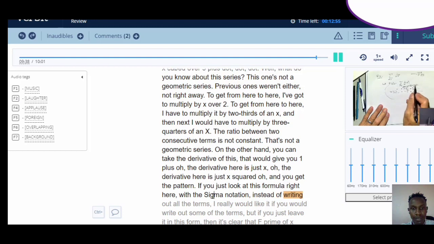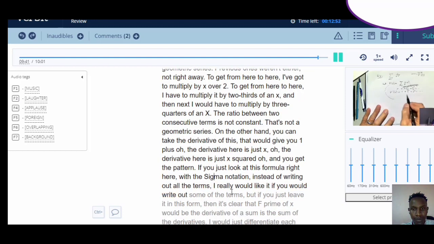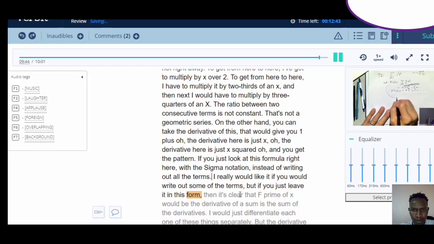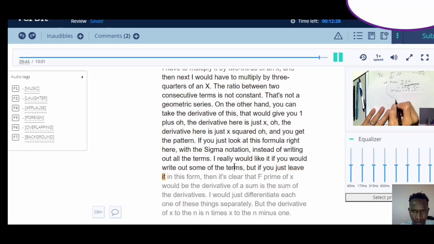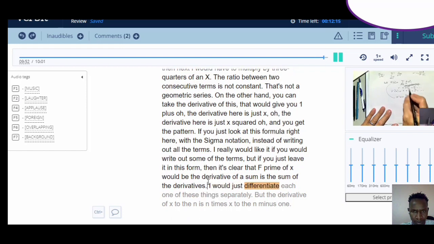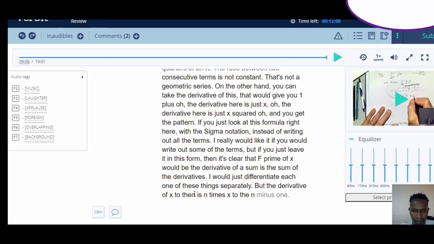Sigma notation, instead of writing out all the terms, I really would like it if you would write out all the terms, or some of the terms, but if you just leave it in this form, then it's clear that f prime of x would be, the derivative of a sum is the sum of the derivatives. So I would just differentiate each one of these things separately, but the derivative of x to the n is n times x to the n minus 1.